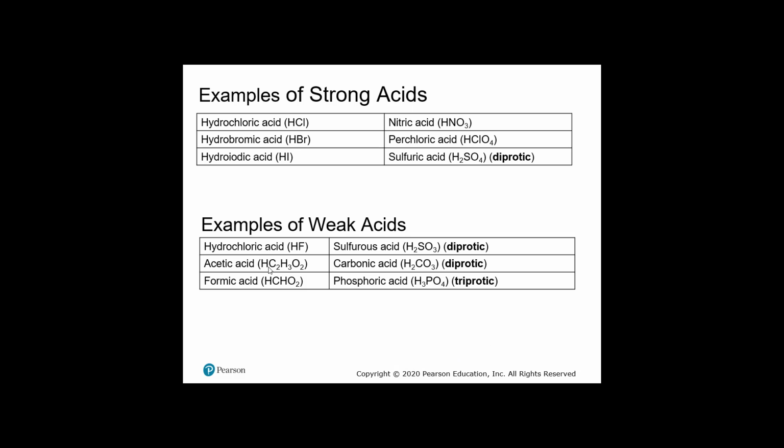So here are some examples of strong acids: HCl, hydrobromic acid, hydroiodic acid, nitric acid, perchloric acid, and sulfuric acid, which is diprotic, which means it has 2 protons. Examples of weak acids are hydrofluoric acid, acetic acid, formic acid, sulfurous acid, which is diprotic, carbonic acid, which is diprotic, and phosphoric acid, which is triprotic.